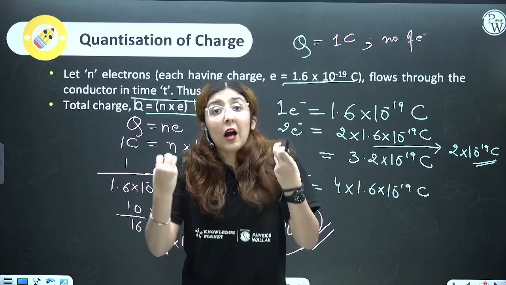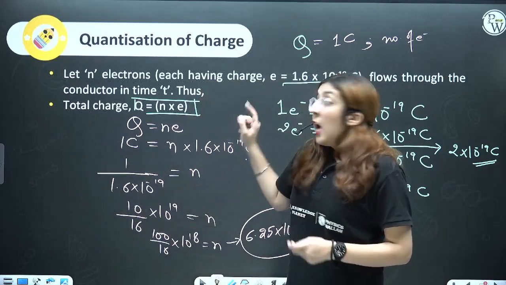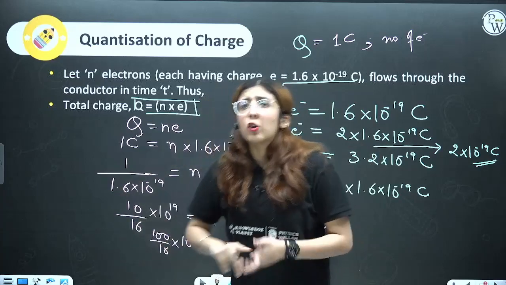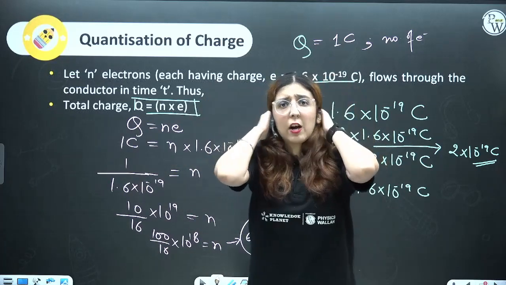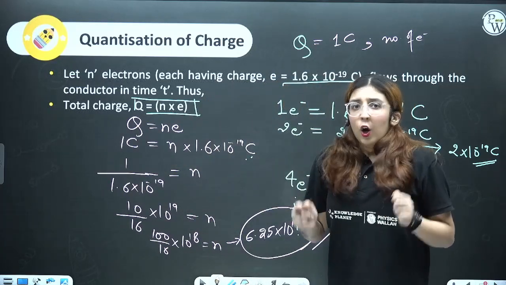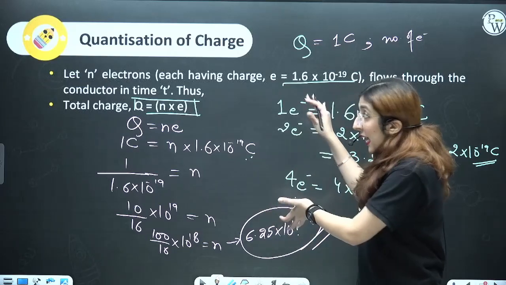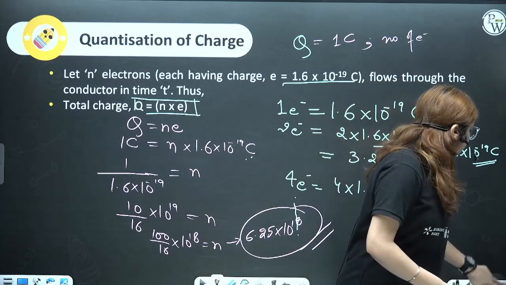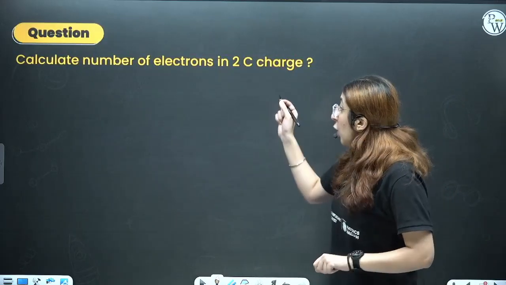So you should be comfortable enough with the formula. Here, Q is the net charge, N is the number of electrons, and e is nothing but the charge on a particular electron. Okay, now taking this forward, we are going to talk about a question.